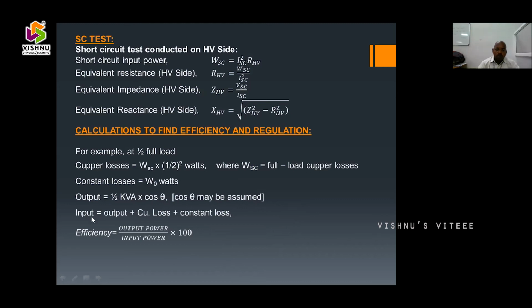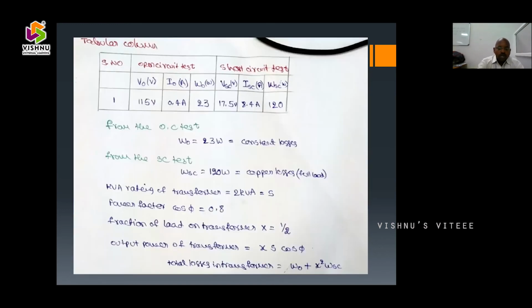Finally, we get the input power of the transformer, represented by the output power plus copper losses plus constant losses. After getting input power and output power, you can easily calculate the efficiency of a particular transformer, that is, output power by input power into 100. So this is the procedure for calculating the efficiency of a particular transformer.